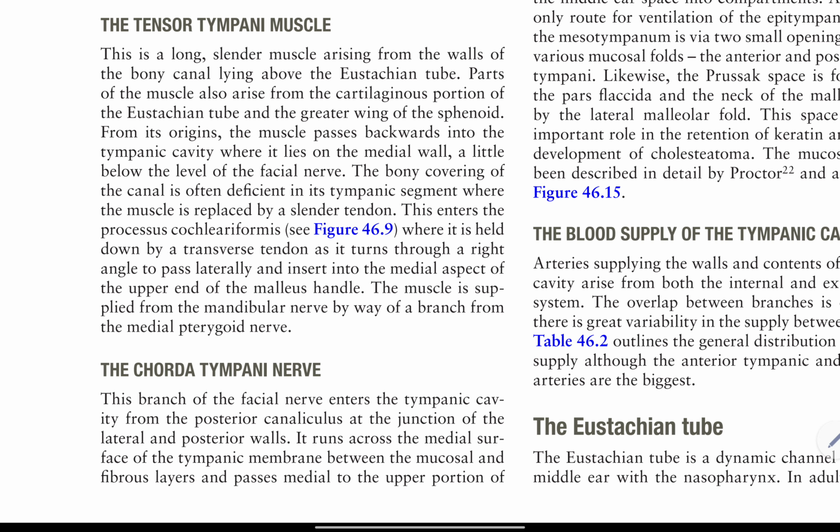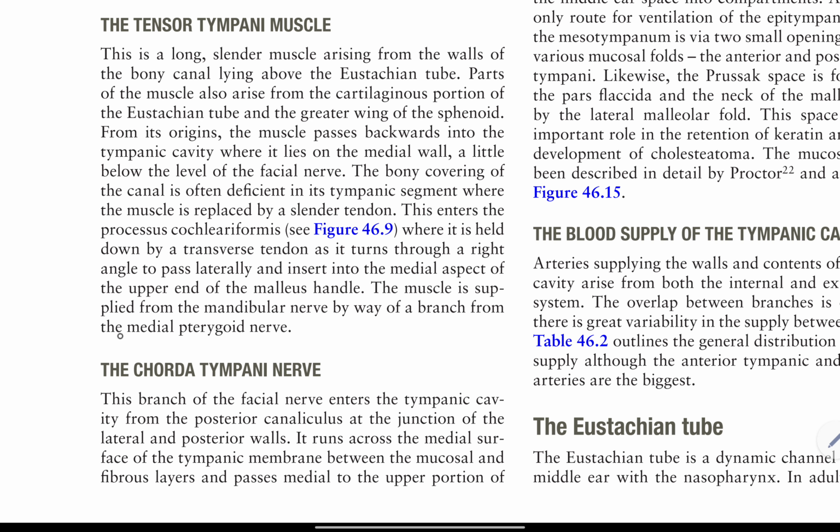The bony covering of the canal is often deficient in its tympanic segment, where the muscle is replaced by a slender tendon. This enters the processus cochleiformis, where it is held down by a transverse tendon as it turns through a right angle to pass laterally and inserts into the medial aspect of the upper end of the malleus head. The muscle is supplied from the mandibular nerve by way of a branch from the medial pterygoid nerve. The chorda tympani, a branch of the facial nerve, enters the tympanic cavity from the posterior canaliculus at the junction of the lateral and posterior walls.